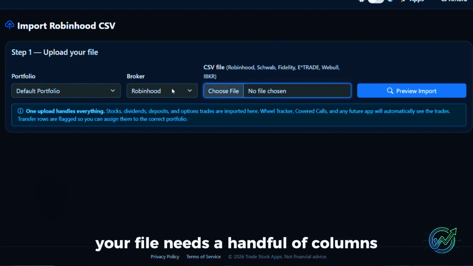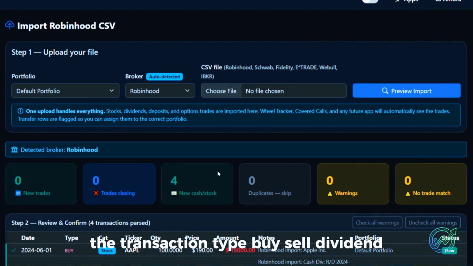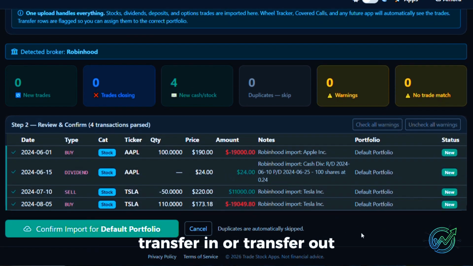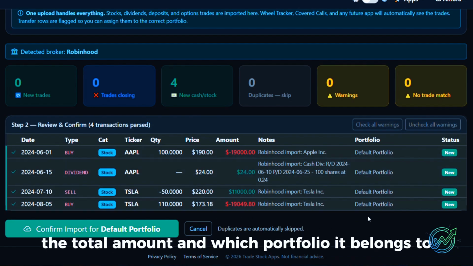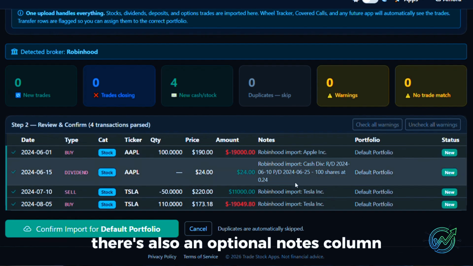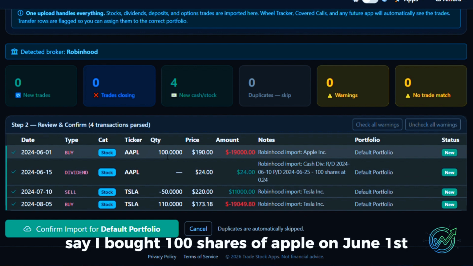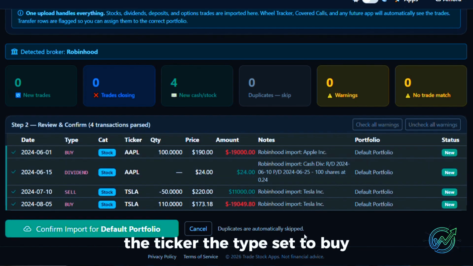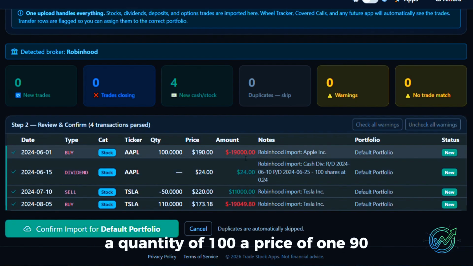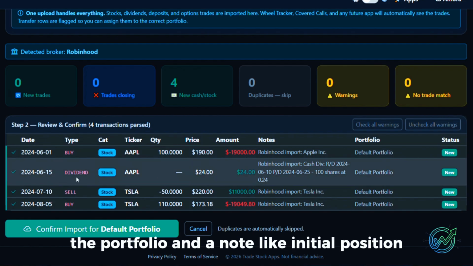Your file needs a handful of columns: a transaction date, the ticker symbol, the transaction type, buy, sell, dividend, transfer in or transfer out, the quantity of shares, the price per share, the total amount, and which portfolio it belongs to. There's also an optional notes column for anything you want to remember. So for example, say I bought 100 shares of Apple on June 1st at $190 a share. That row has the date, the ticker, the type set to buy, a quantity of 100, a price of $190, an amount of $19,000, the portfolio, and a note like initial position.